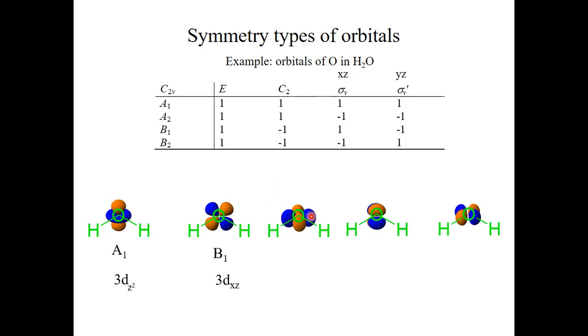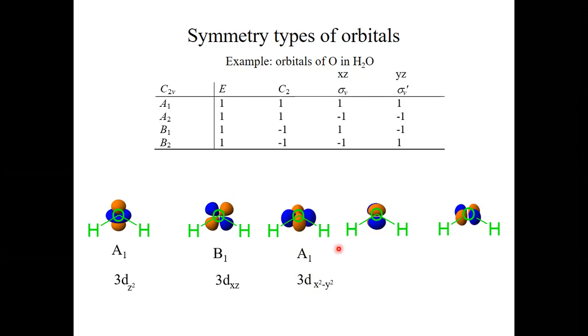Okay? So the character for the sigma XZ should also be +1. Now, what about YZ? Well, the YZ mirror plane stands here, so in this case, that swaps up these two, but they have the same algebraic sign, and these two lobes here remain in their position. So that means overall, the 3d x square minus y square orbital has also A1 symmetry.